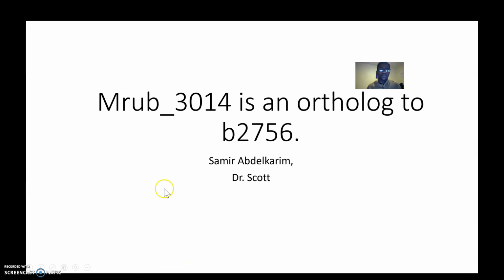Hi there. In this experiment, we hypothesized that MROB 3014 is an ortholog to B2756. MROB 3014 is a gene in M. ruber, and B2756 is a gene in E. coli. An ortholog is a gene, or genes from different species, that evolved from a common ancestor gene. My name is Samir Abdulkarim, and this experiment was done with the help of Dr. Scott.